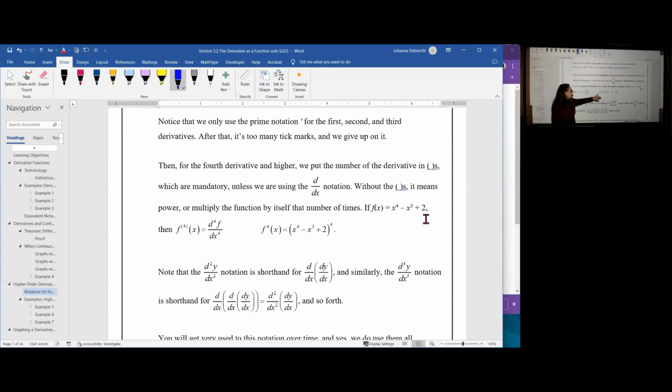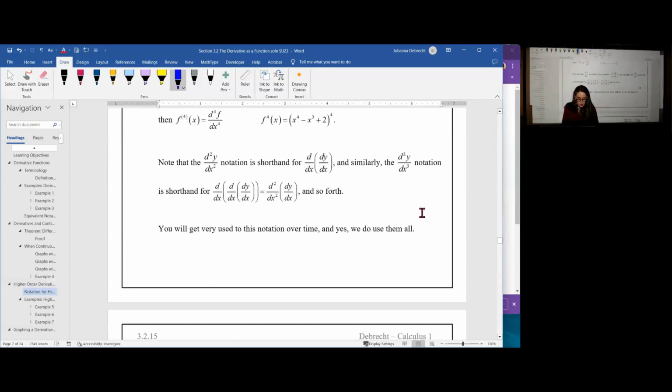However, if you write f with a 4 in the power position not in parentheses, it does represent the 4th power, meaning multiply that function by itself 4 times. The parentheses around higher order derivatives, when not using Leibniz's notation, are not optional.